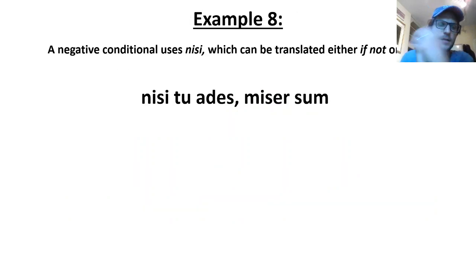And finally, a negative conditional uses, rather than si, nisi instead. This can be translated either as if not or unless. So for 20 seconds, nisi tu ades miser sum.